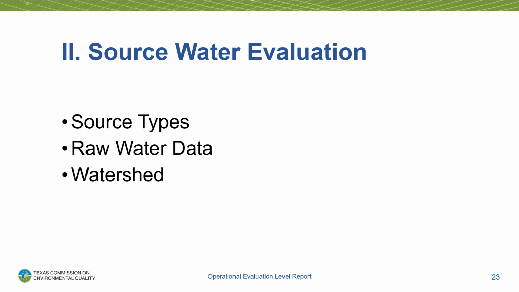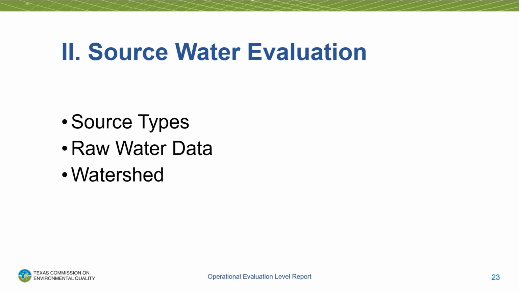The next section is going to be the source water evaluation. This is also a pretty important section. I mean, all sections are important to me. I'll probably say that for every slide I show on here. But this one also talks about your source types, if there was a source change. If your raw water data was abnormal, this is where you're going to want to list that. It also has a question about watershed.